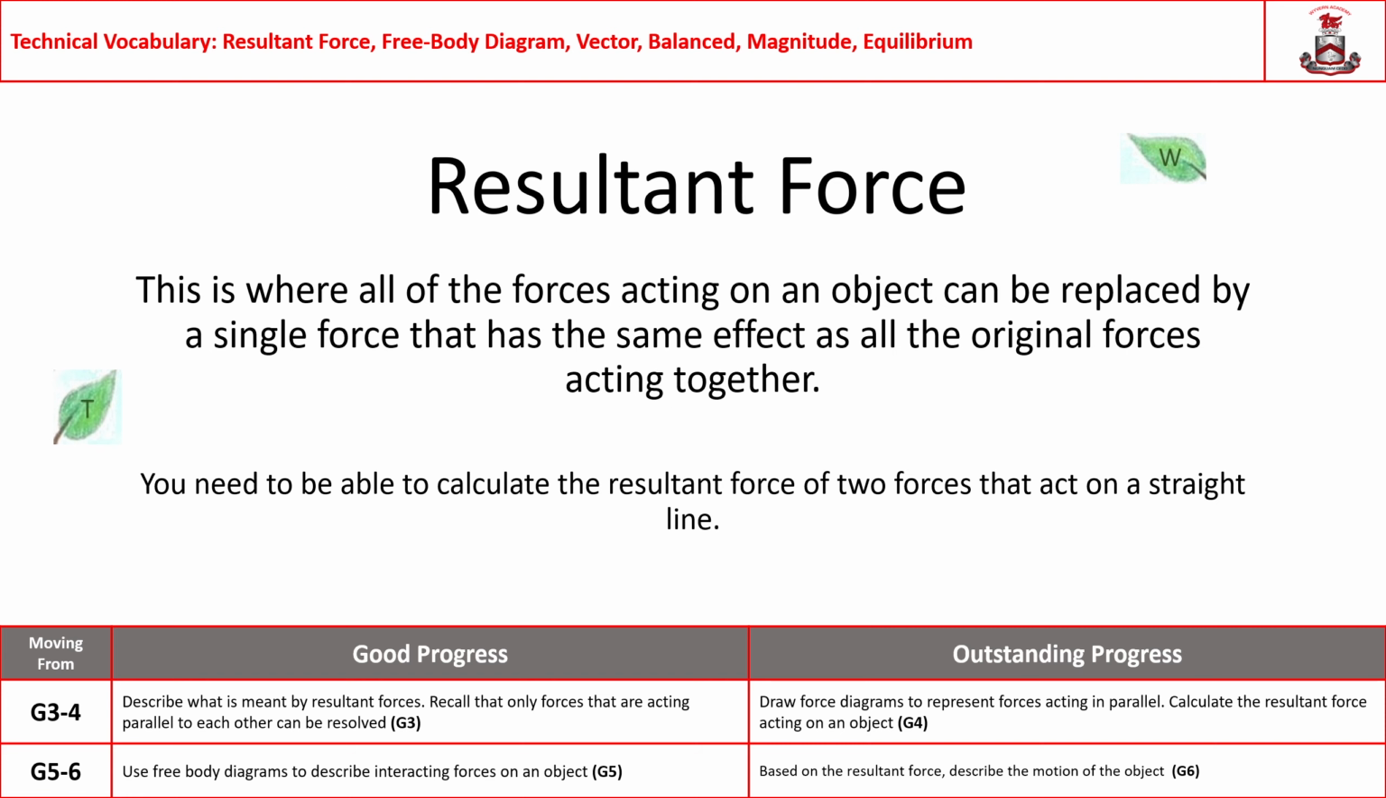So here, this is what we need to know. The resultant force is where all of the forces acting on an object can be replaced by one single force that has the same effect as all of the forces acting together. That is literally just me saying you get all those forces that look really confused, and you make them into one force by adding them up or taking them away.